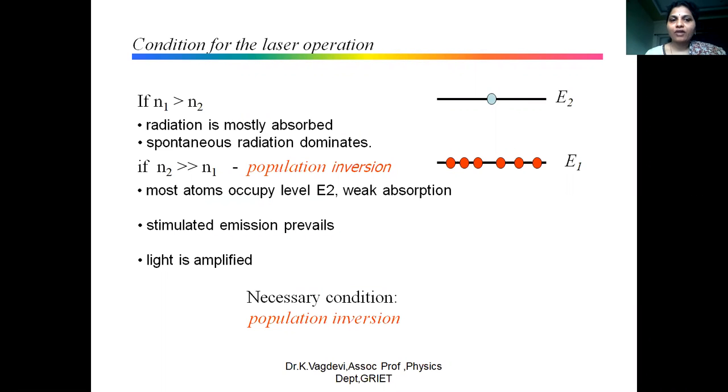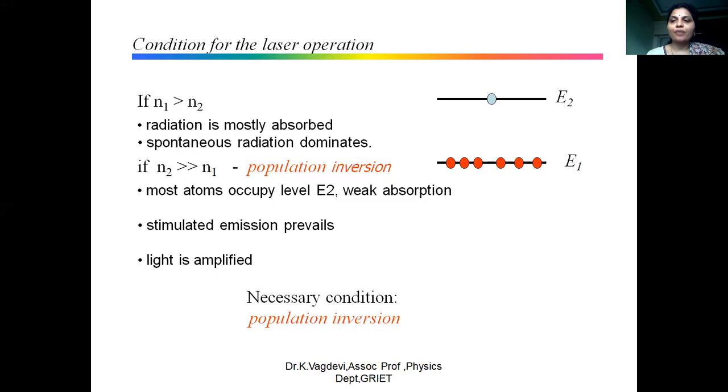You have to remember that the number of atoms or electrons or molecules present in the ground state or in the excited state is called population. Usually in any system, the number of atoms present in the ground state will be more than the number of atoms present in the excited state. But in order to get the laser light, where stimulated emission plays an important role, we have to invert the population state. Inverting the condition is nothing but N2 greater than N1.